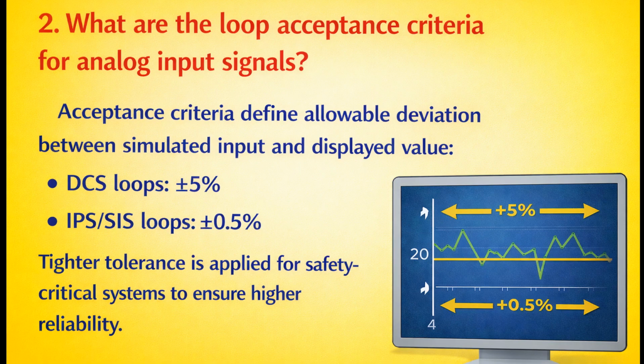What are the loop acceptance criteria for analog input signals? Acceptance criteria define allowable deviation between simulated input and displayed value. PCS loops, plus or minus 5%. ICSS loops, plus or minus 0.5%. Tighter tolerance is applied for safety-critical systems to ensure higher reliability.